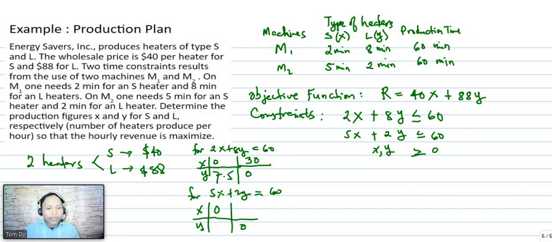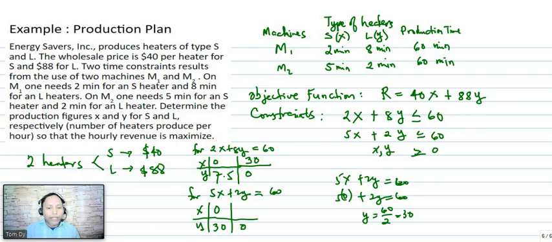So when x equals 0, we have here 5x plus 2y is equal to 60. When we substitute the value of x as 0, we have 5 times 0 plus 2y is equal to 60. So y is equal to 60 over 2, that is equivalent to 30. So we will have here the value of y as 30.